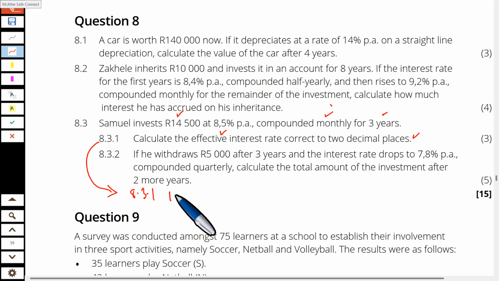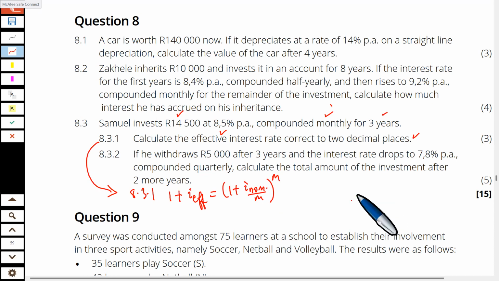we have the formula that says 1 plus i effective is equal to 1 plus i nominal over m, raised to the power m. And this is the formula we use. Right, so we take this formula and we use exactly this formula here.